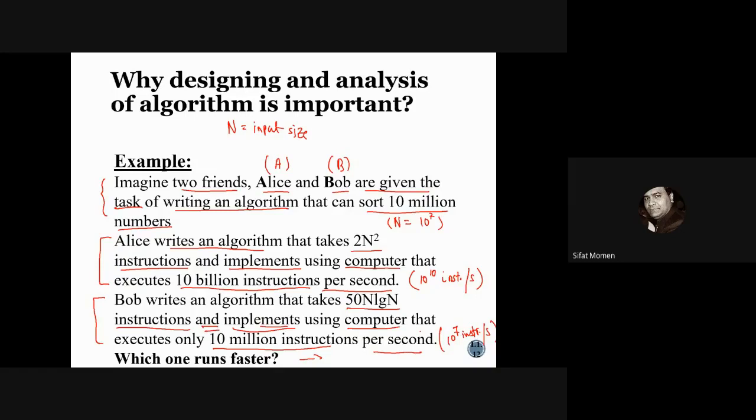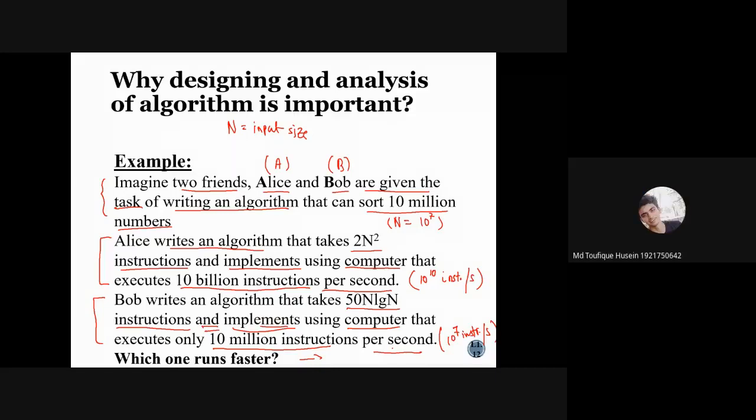So now our question is, which of them runs faster? If I had given both of them the same processor, then we could see a clear winner. Who is the clear winner? Bob is the clear winner, right, Nakina? But now we have given Bob a slow processor and Alice a fast processor. So we would like to see which one would run faster. Did you understand the question?